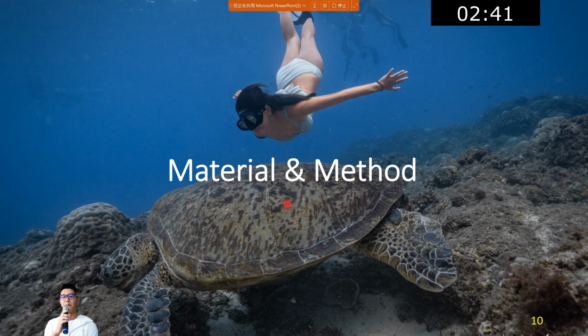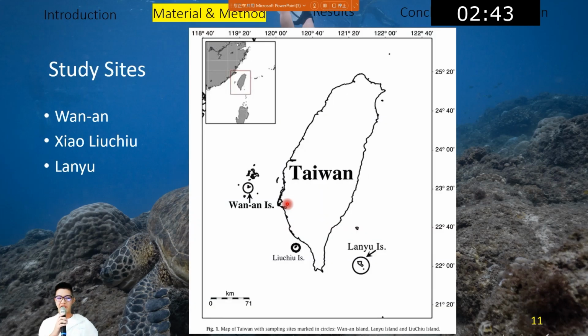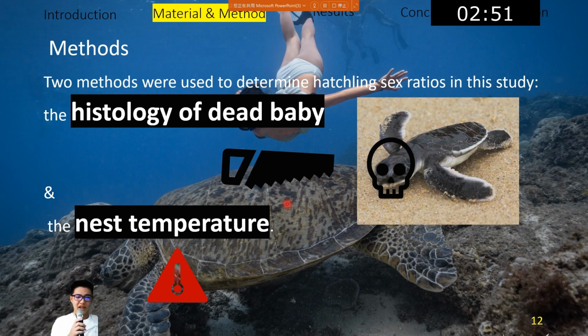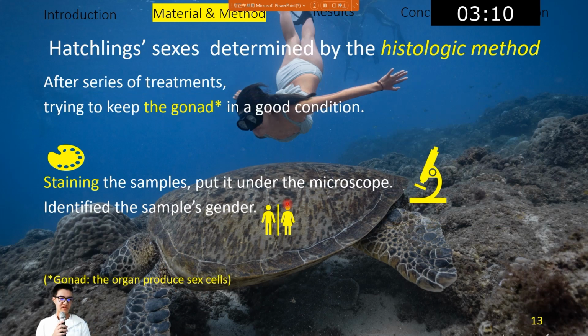Now the materials and methods. I chose 3 sites. The first is Wang-an in Penghu, the second is Xiaoliuqiu, and the third is Lanyu. The method is histology of dead hatchlings and nest temperatures. Of course, I cannot take live hatchlings or adults and cut them and kill them, so we chose dead bodies. And the nest temperature also controls their gender, so we need to study that.